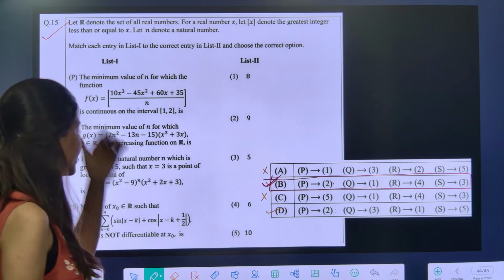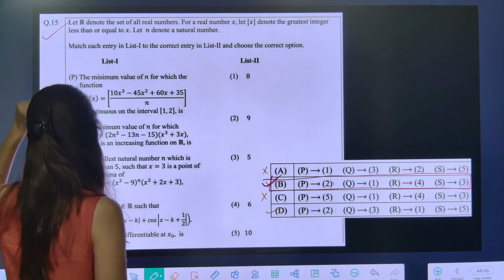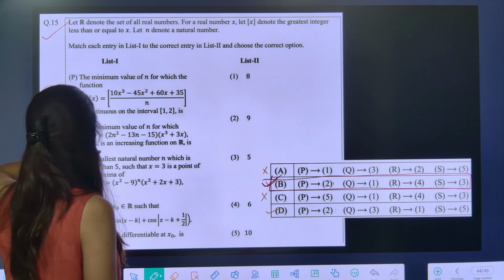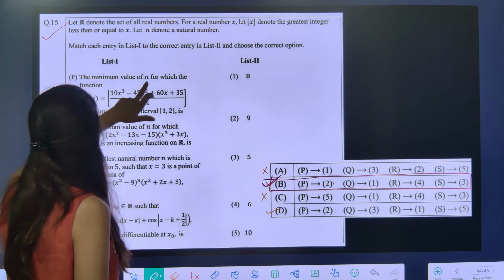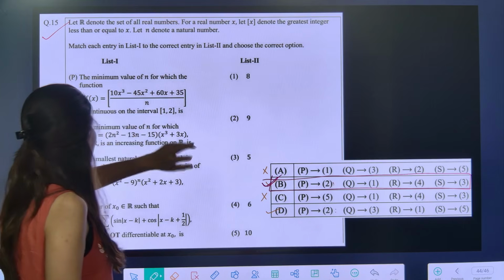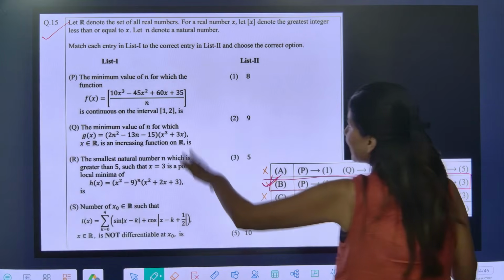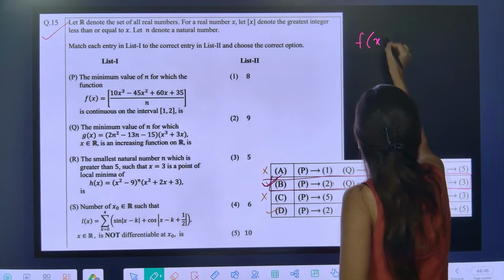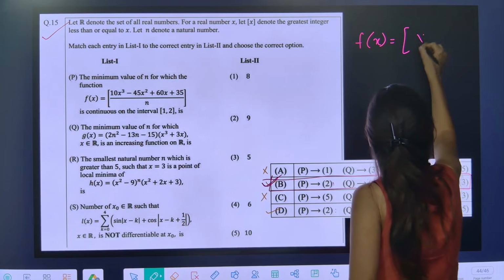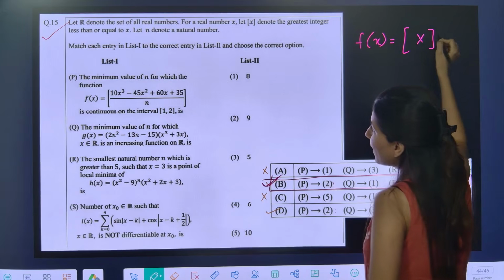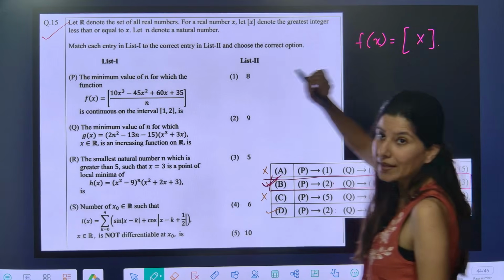Okay, so we'll solve it. We will not solve every question. The minimum value of n for which this function is continuous. Please note that f of x is a GIF function, the greatest integer function, in the interval 1 to 2.